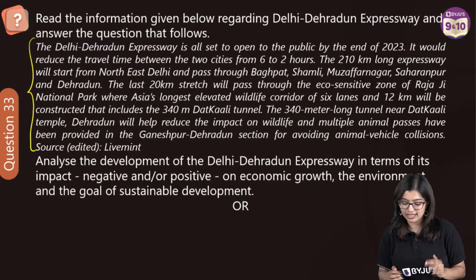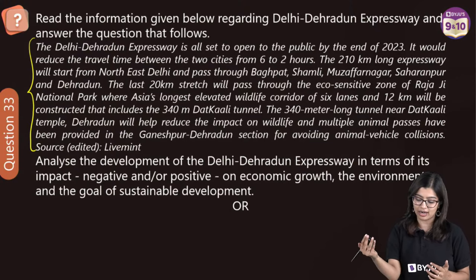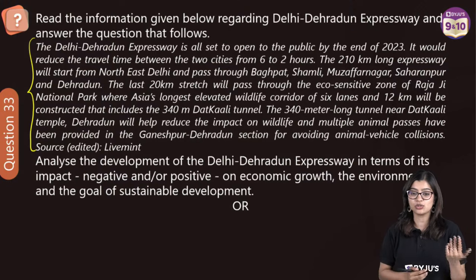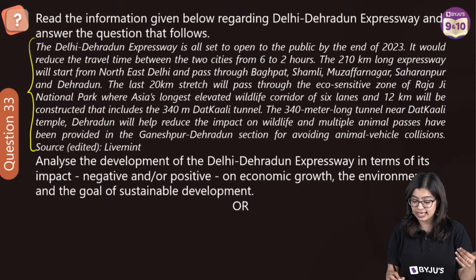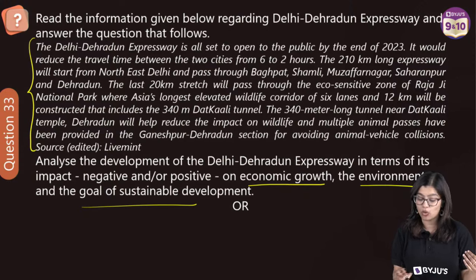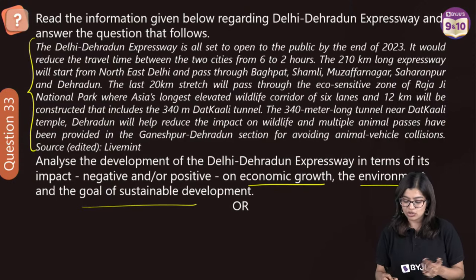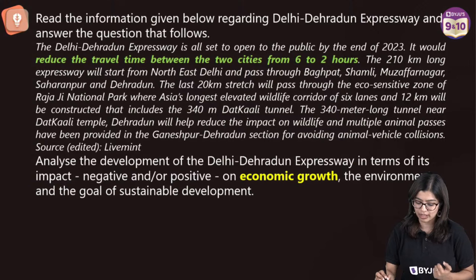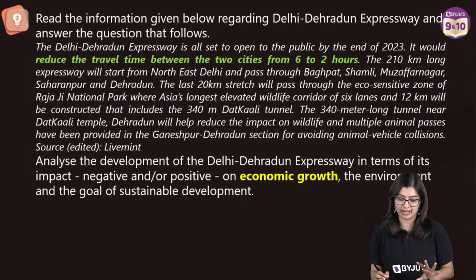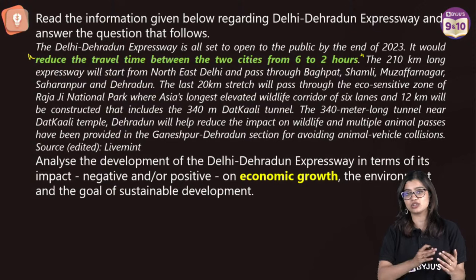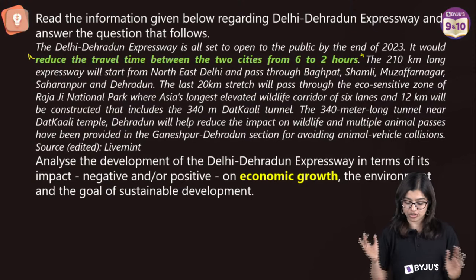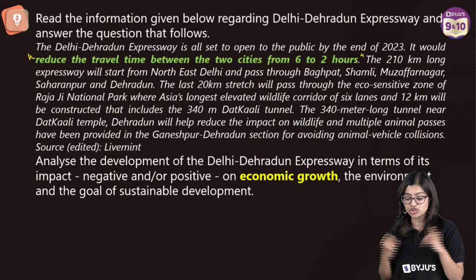So what have they done? They've given some information about the Delhi-Dehradun Expressway and they've asked us to talk about the positive and negative aspects of this in economic growth, environment and goal of sustainable development. So let's focus on the first part, which is economic growth. Based on this paragraph, we can see that this Delhi-Dehradun Expressway is basically a construction that is done in order to reduce travel time.